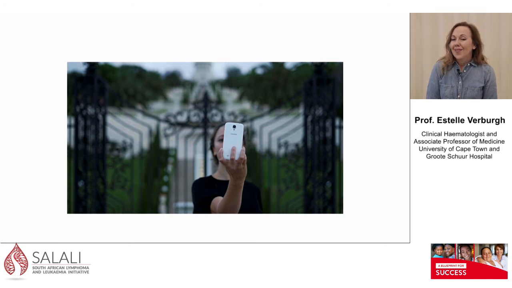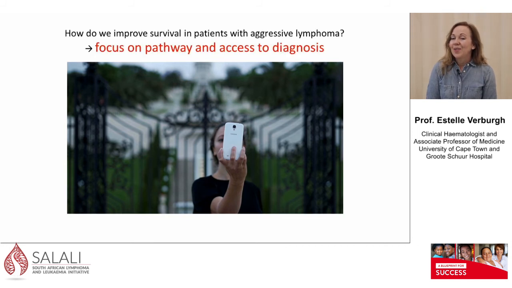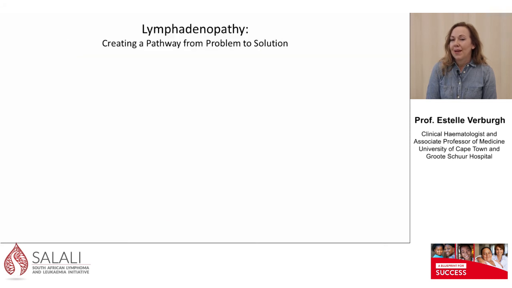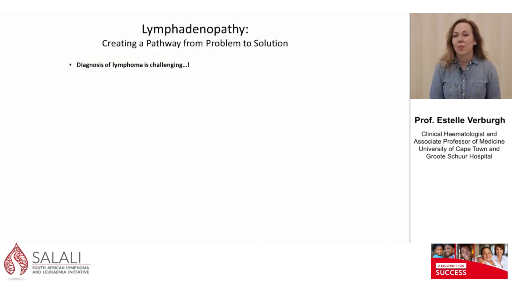So we are on the pathway, and how do we improve survival? We focus on the access to diagnosis and doing the right things along the pathway. To get from the problem of lymphadenopathy to the solution of it, we are creating a pathway. And the very first thing we have to acknowledge is that the diagnosis of lymphoma is challenging.